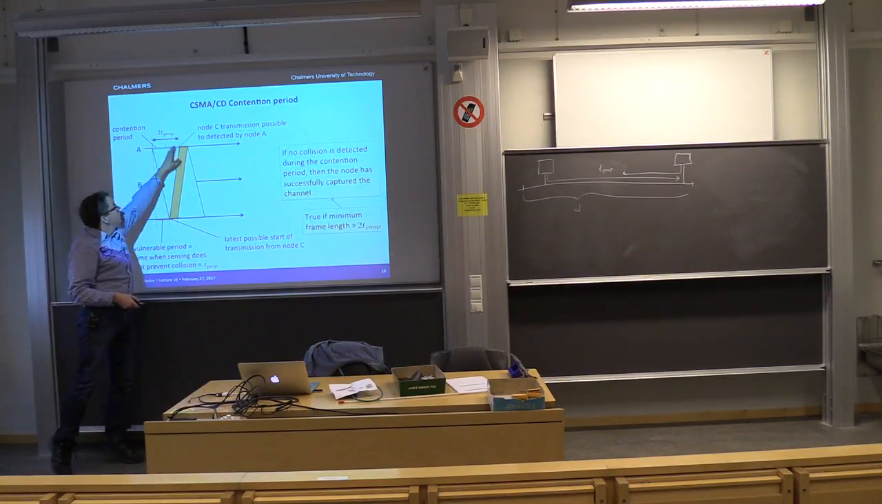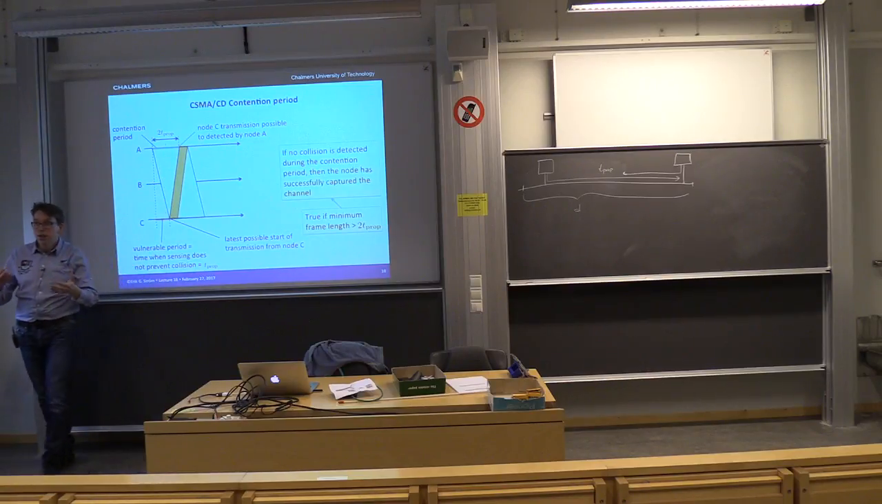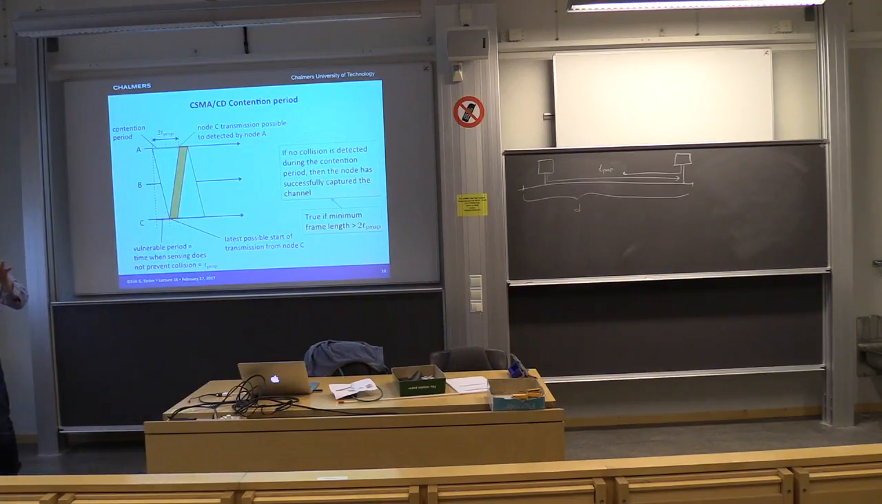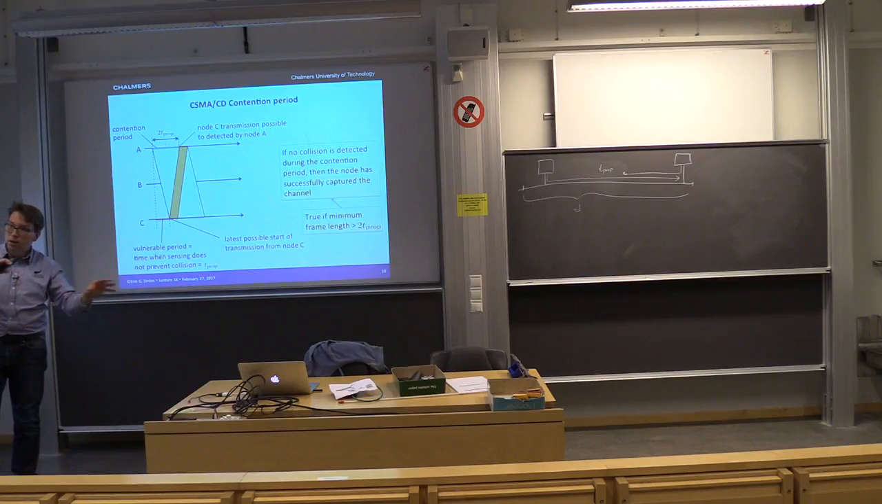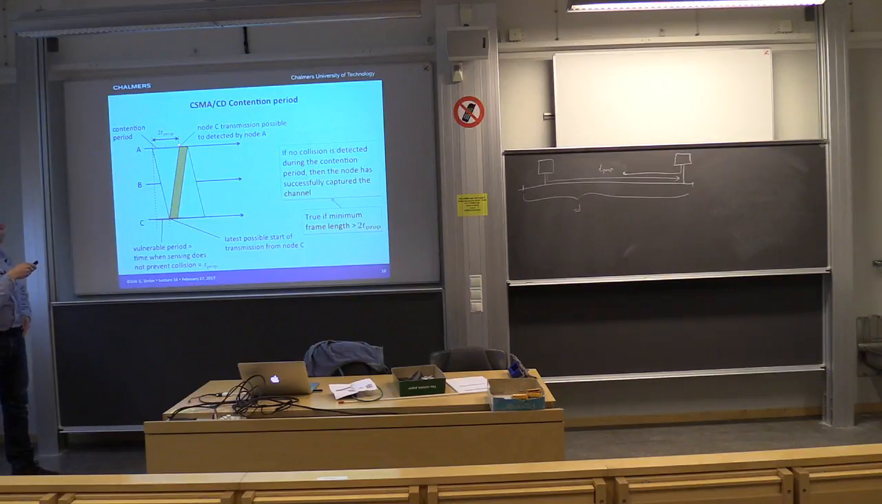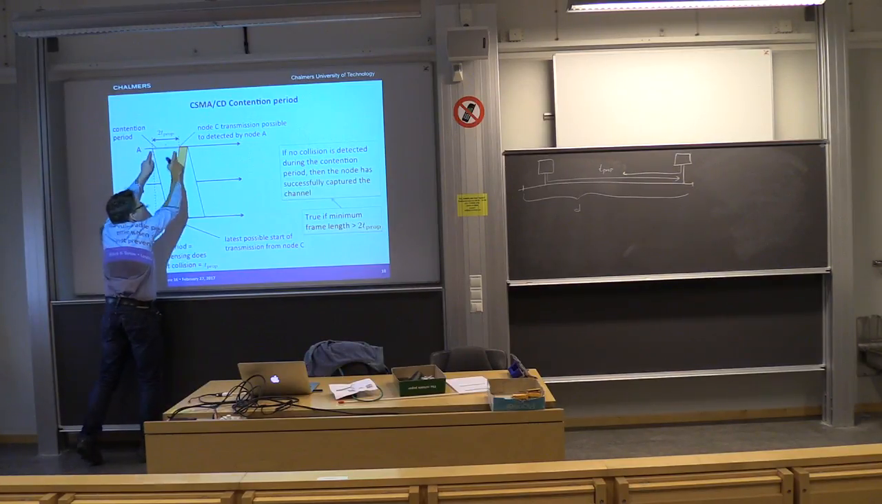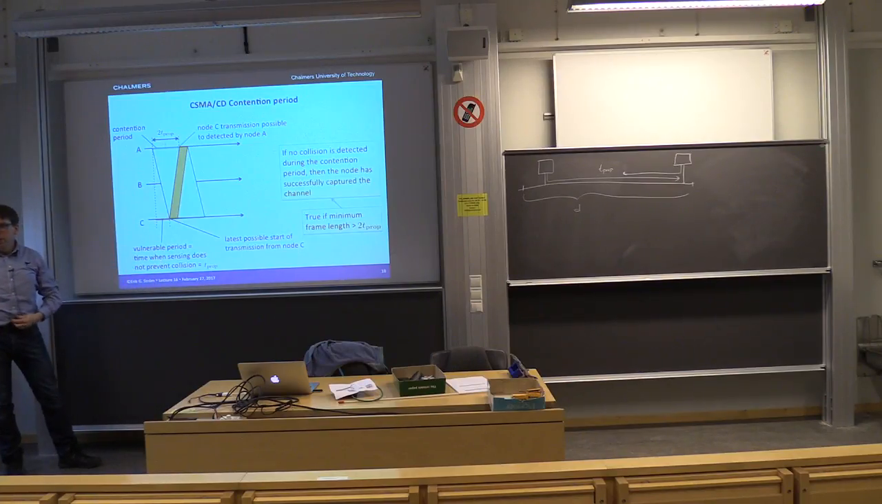So this is known as the contention period. Contention means that stations during this time are contending for the channel, competing for the channel. And after the contention, either one has detected a collision and then one has to restart the process of contending for the channel, or one node has captured the channel and then can use it. So for a collision to be detected during the contention period, the frame duration needs to be more than twice the propagation time.